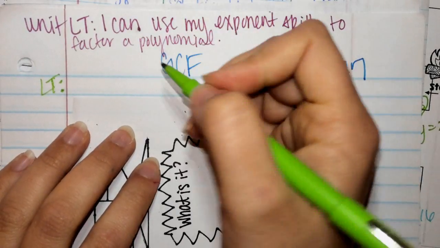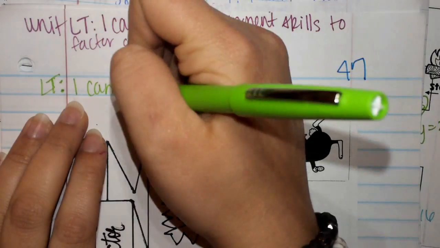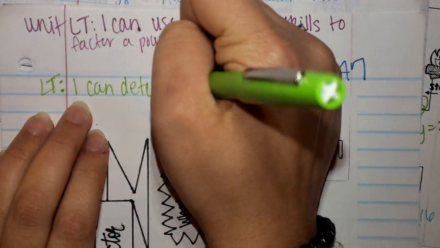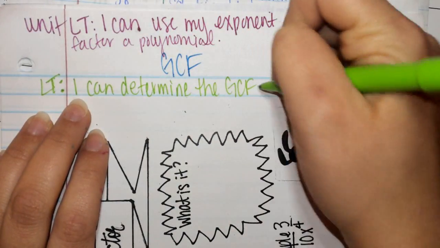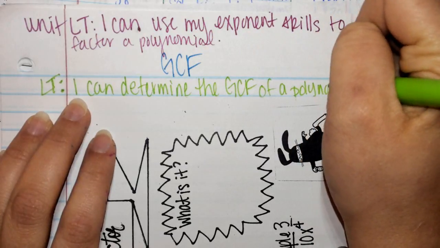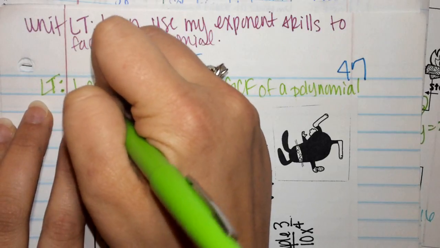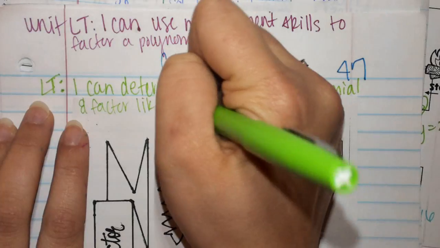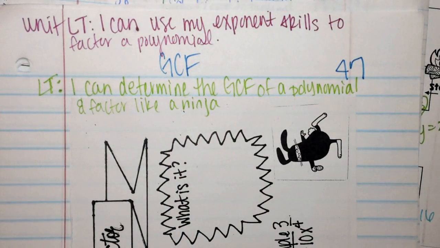Alright, so today our goal is, I can determine the GCF of a polynomial and factor like a ninja. Ninjas kill people. Well, these ninjas factor. We have ninja Easter bunnies, and they like to factor.